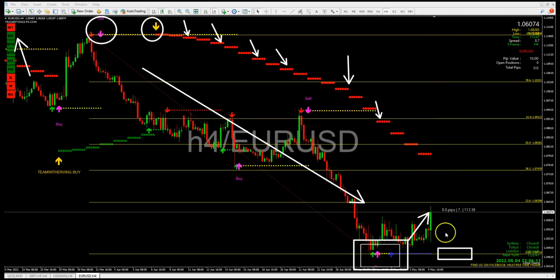sniper entry to show up in here, and guess what? Once it's in there, boom, the market will be giving us hundreds and hundreds of pips to trade here on the market.